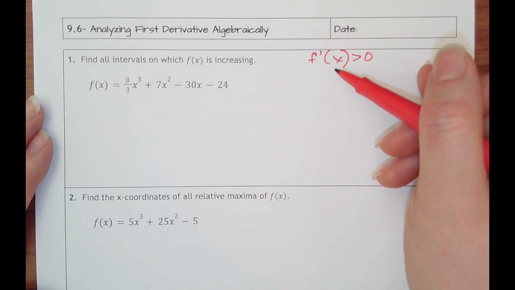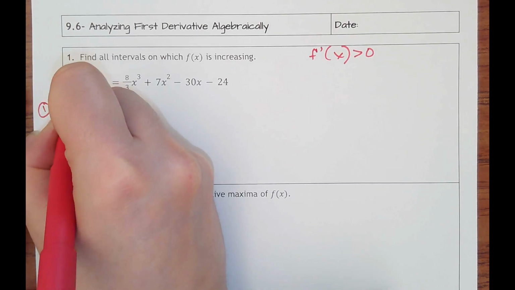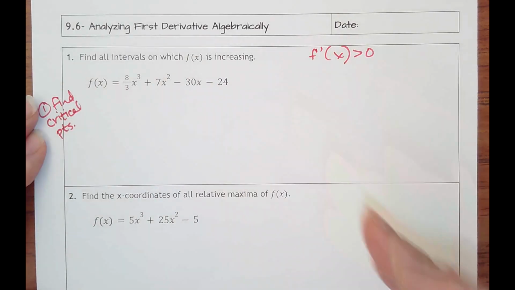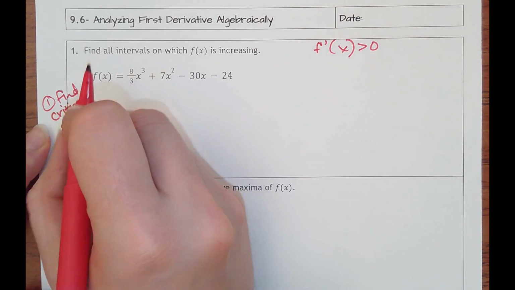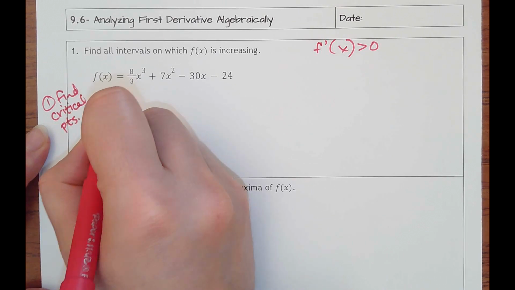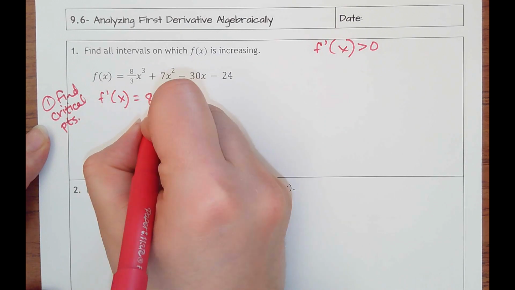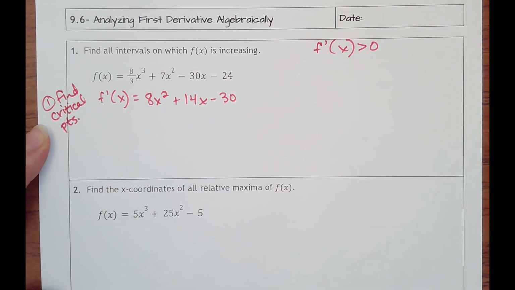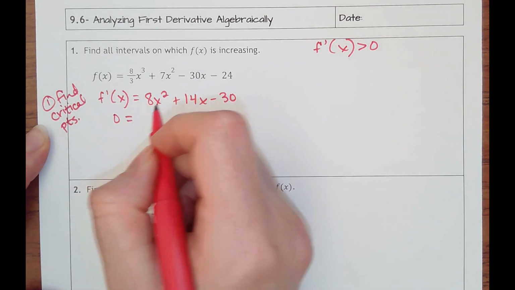What I want to do is find the critical points. Those critical values are where, remember, it has a horizontal tangent line or an undefined tangent line. Those are going to tell you important information. It kind of separates this function into intervals. So I'm going to first take the derivative. 3 times 8/3, the 3's would cancel, that'd be 8x squared plus 14x minus 30. I'm going to find the critical points by setting the slope equal to 0 and then factoring this.